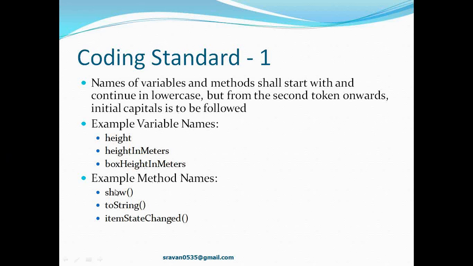Method names also follow the same rule, but method names contain brackets. So this is the first coding standard, for variable names and method names. Every variable name starts with a small letter and continues in lowercase, and if there is more than one token, meaning more than one word, the second word starts with a capital and the remainder continues in small letters. Method names also follow the same.